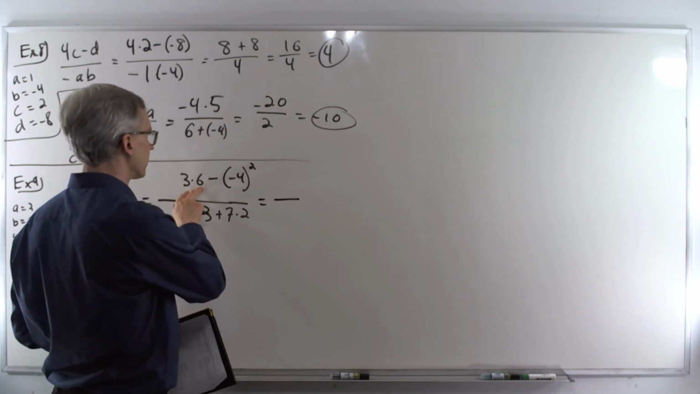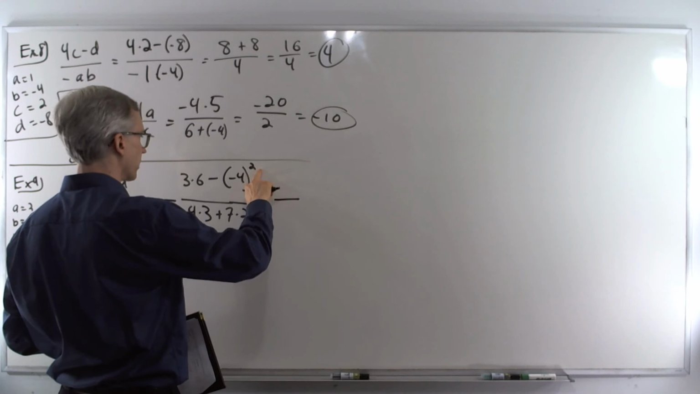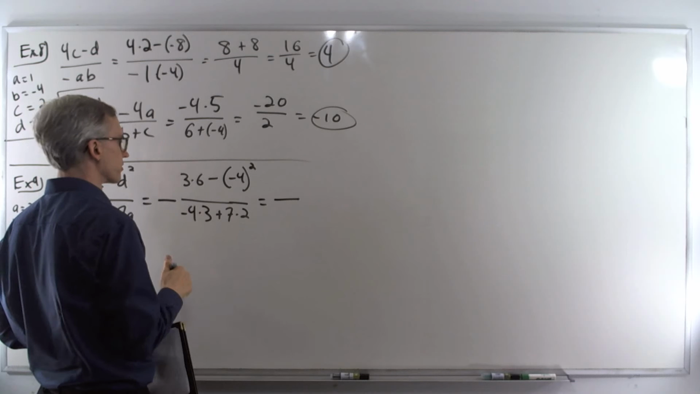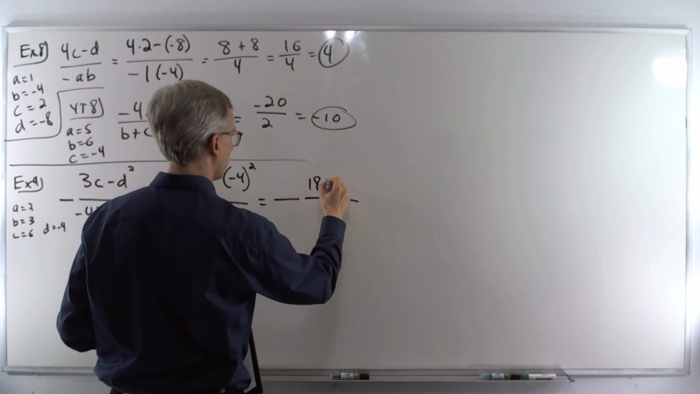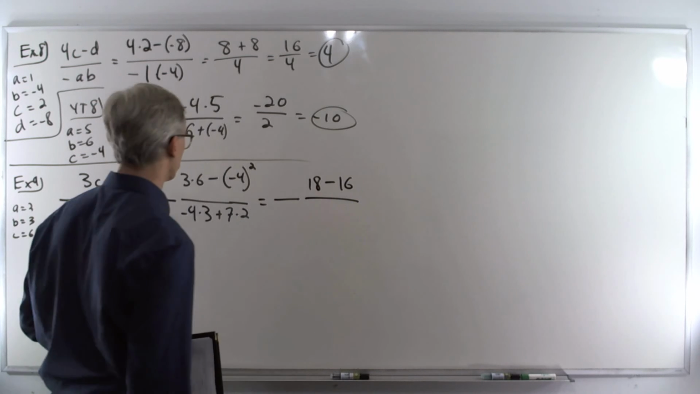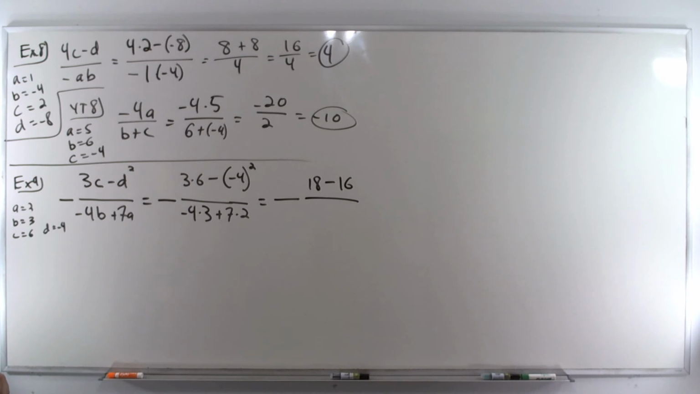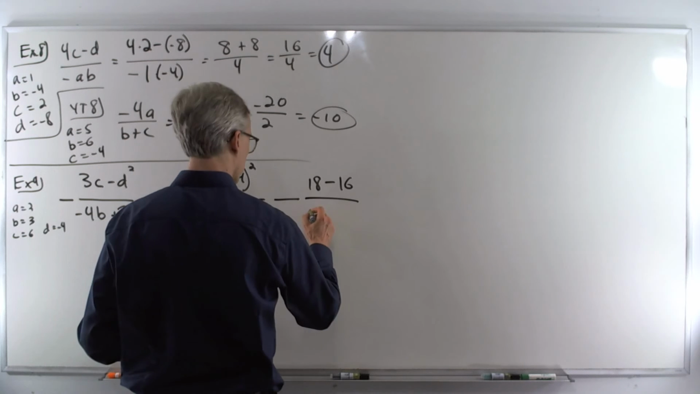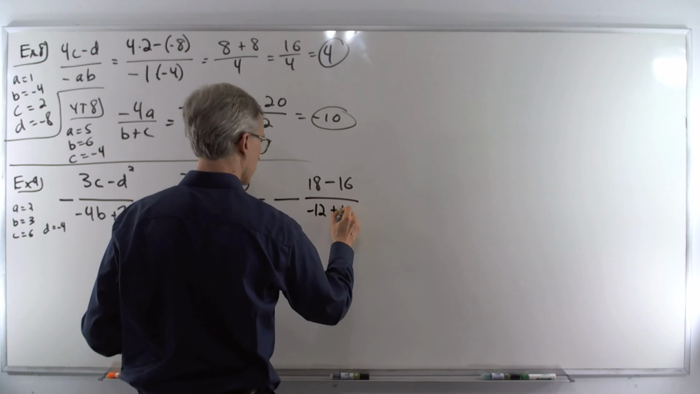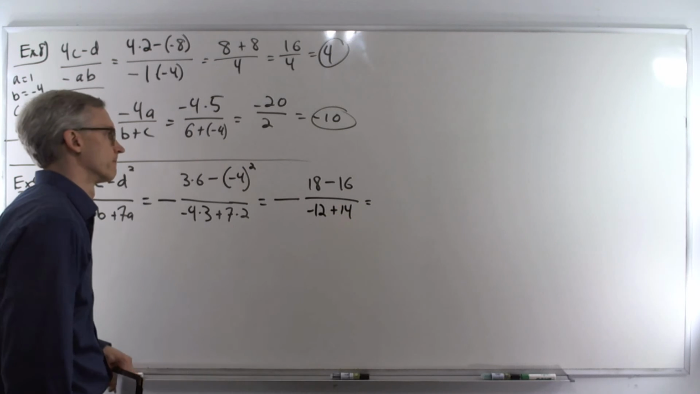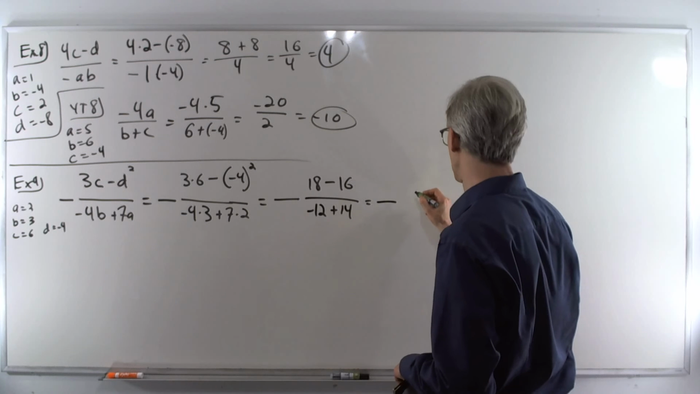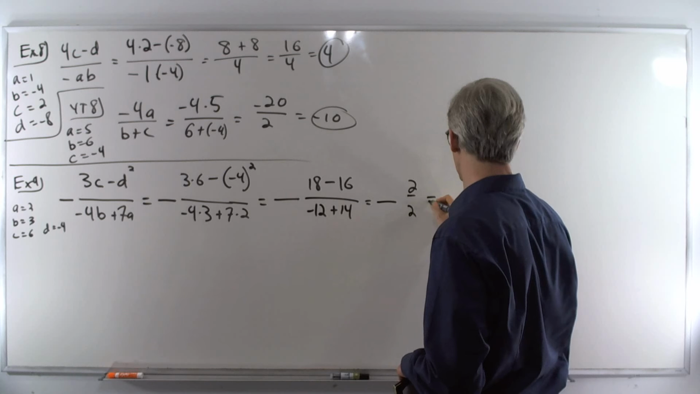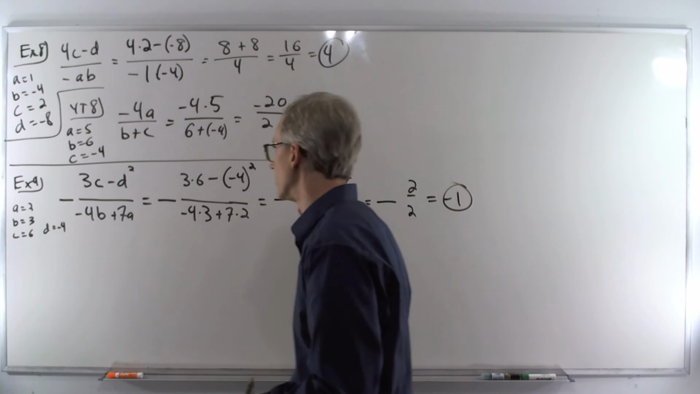I've got 18 here, and we've got an exponent here. We're separated by subtraction, so we can do those at the same time. So we're going to do 18 minus 16. And on the bottom, here we got -12 plus 14. So finishing off the numerator and the denominator, that gives us 2 on top and 2 on the bottom, or -1.